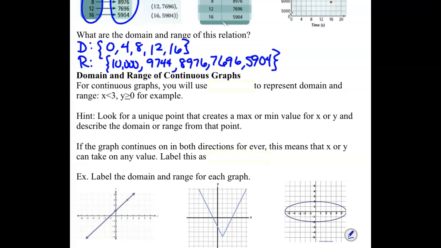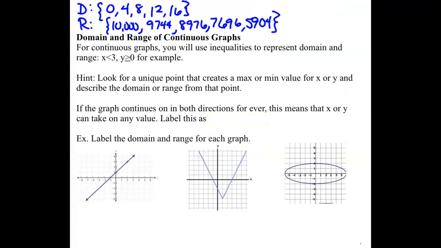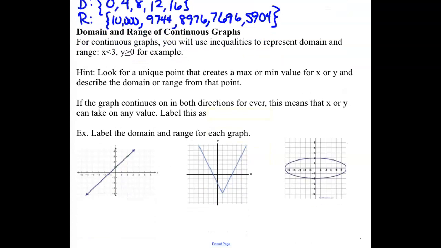If we have a continuous graph and we're asked to find the domain and range, we are going to use an inequality to represent those. For example, we might say something like x has to be less than 3 or y has to be greater than or equal to 0. Our hint for you is to look for a unique point that creates a max or min value for x or y and describe the domain and range from that point. If the graph continues on in both directions forever, this means that x or y can take on any value. We label this as all real numbers.